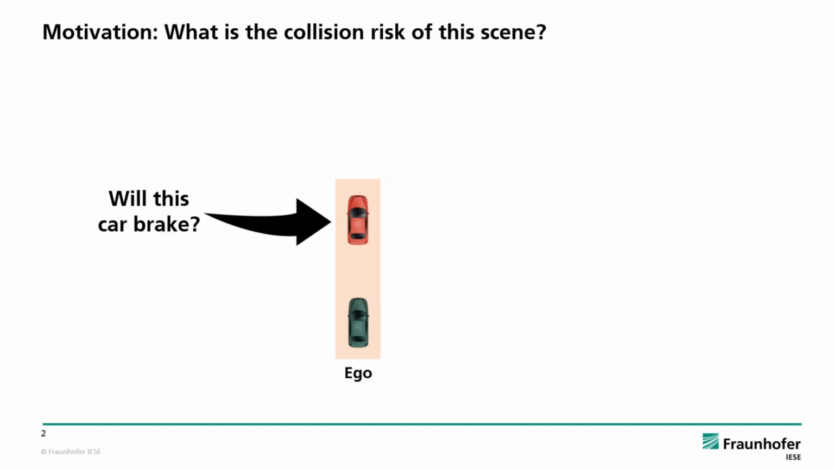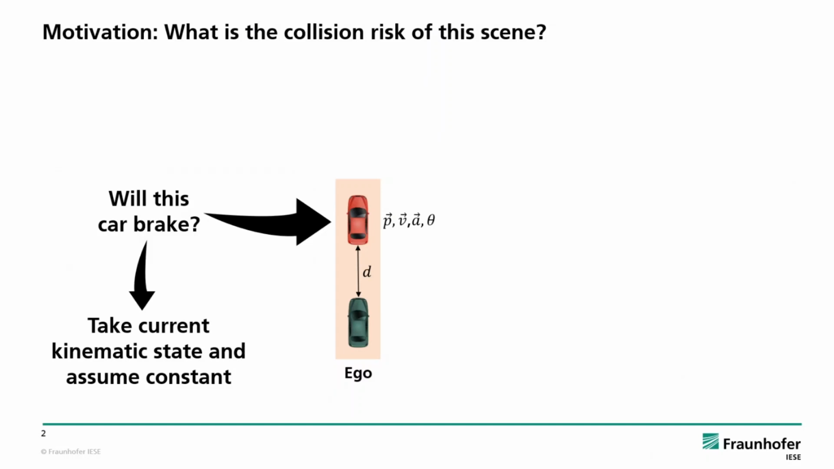And state-of-the-art approaches in this situation are actually taking the current kinematic state of the current situation that can be perceived. So this might be the position, the speed vector, acceleration vector, and also the distance to that vehicle, and use some simplifying assumptions as to how this situation may evolve. One example here could be to assume a constant acceleration of that vehicle.